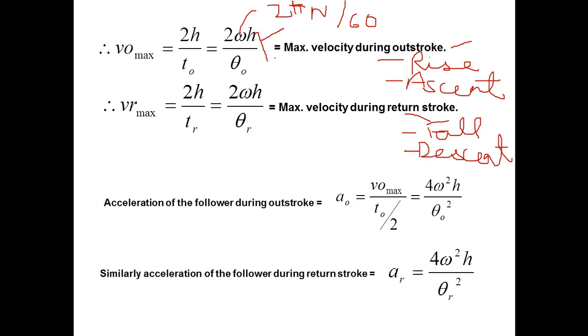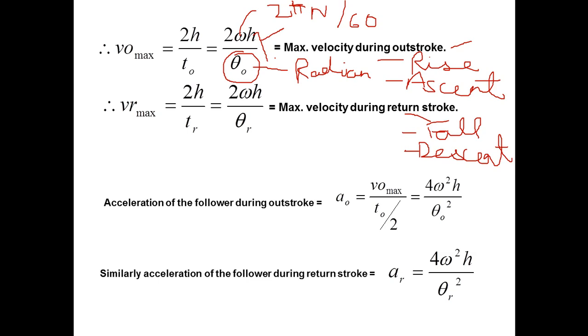So it will be 2 omega into h divided by theta naught, the angle of ascent. In the question we solved now, we have taken 120 degree. But you have to take this in radians. Many students make the same mistake of taking the angle in degrees, and then they get wrong answers. So for all theta, you have to take radians only.